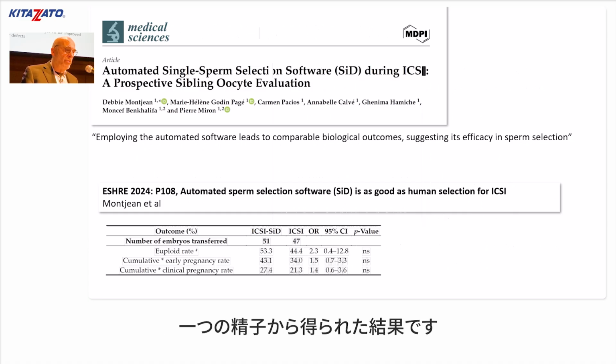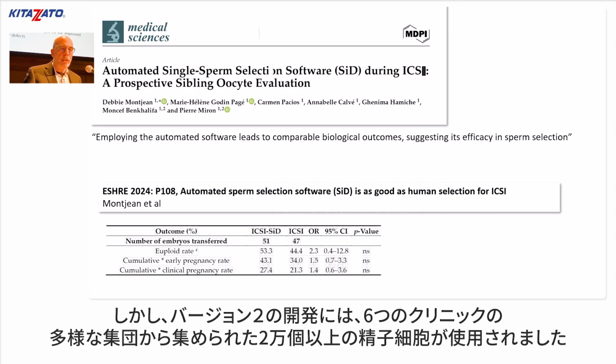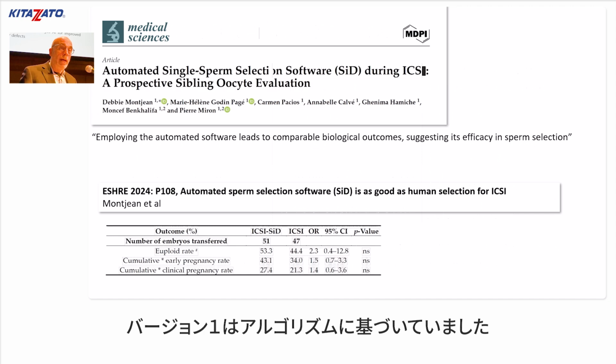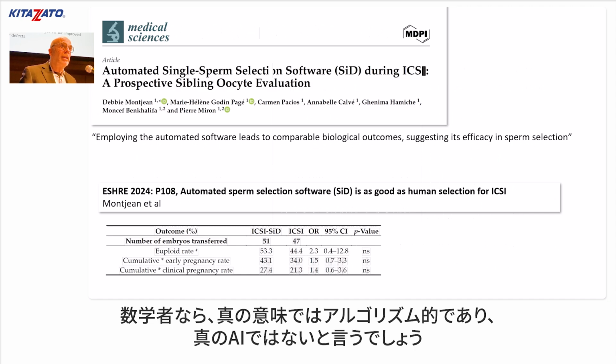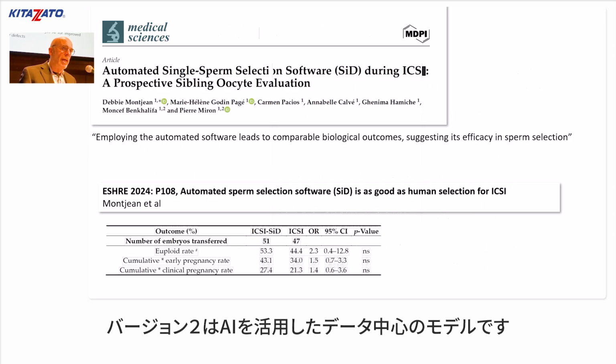So the outcomes from single spermatozoa, and you can see that here in the third row, 3,000 single spermatozoa were used in the development of the first core, but over 20,000 sperm cells from the diverse populations from the 6 clinics were used to develop the second core. So the first core was algorithmic. In its true sense, a mathematician would have said it's algorithmic and it's not really a true AI. The second one is generative and is an AI. It's AI-powered with a data-centric model.